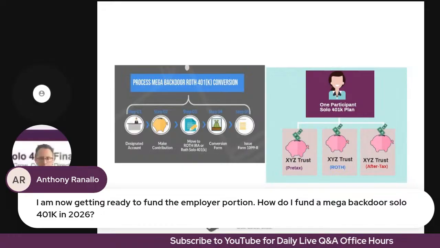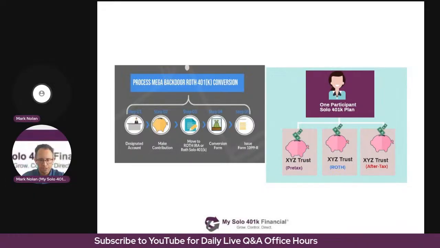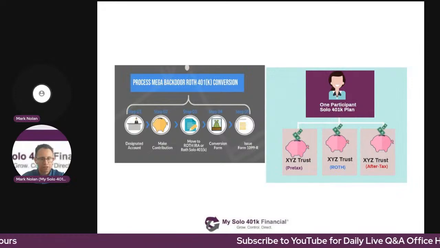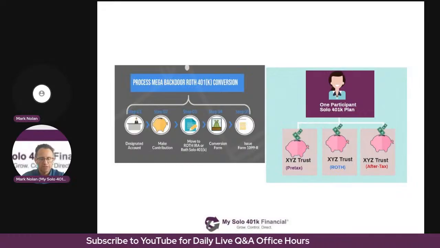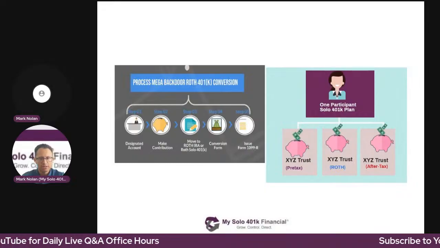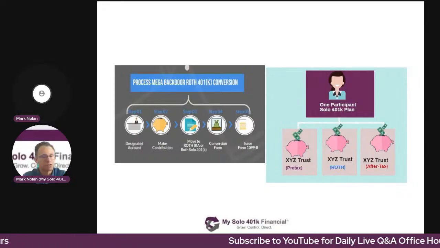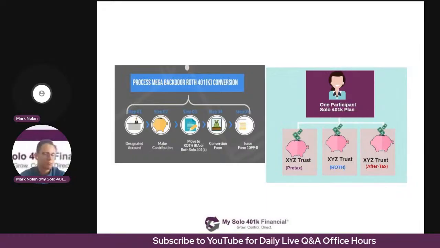Let me pull that bucket up here. They'll make the contribution to this bucket right here, the voluntary after-tax bucket, the full $70,000. So that means they cannot contribute any more funds to the plan because they're under age 50. So they'll put that entire $70,000 into the voluntary after-tax solo 401k bucket, and then they'll convert it to the Roth solo 401k or to the Roth IRA.